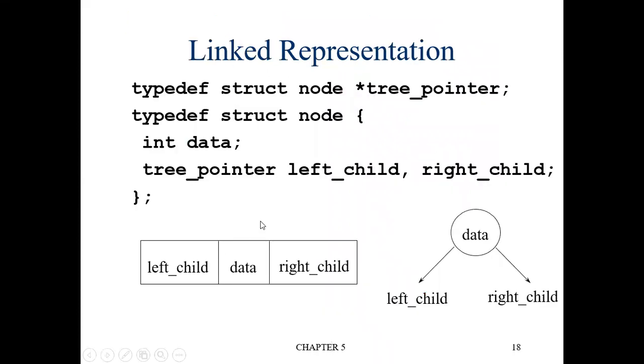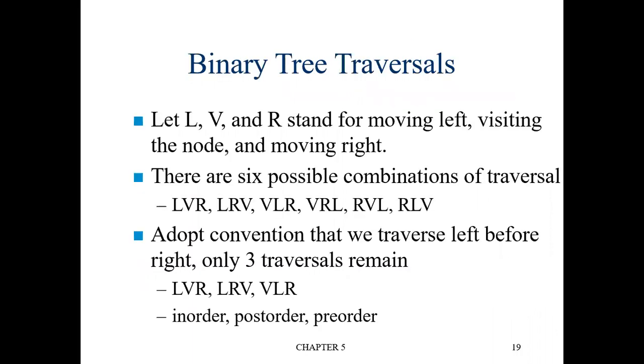Next is the linked list representation of a binary tree. Each node will have a node structure with a data part, which holds the value, and a left child and a right child. The left child and right child will be pointers of the node structure type, pointing to the next node in the tree.